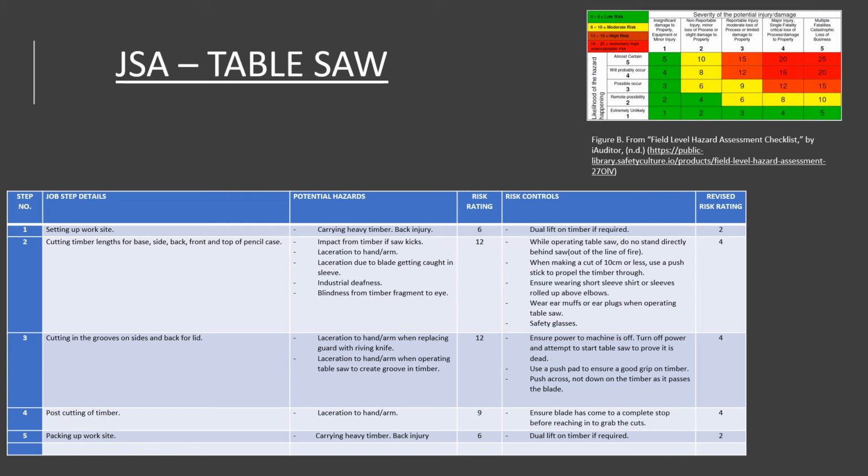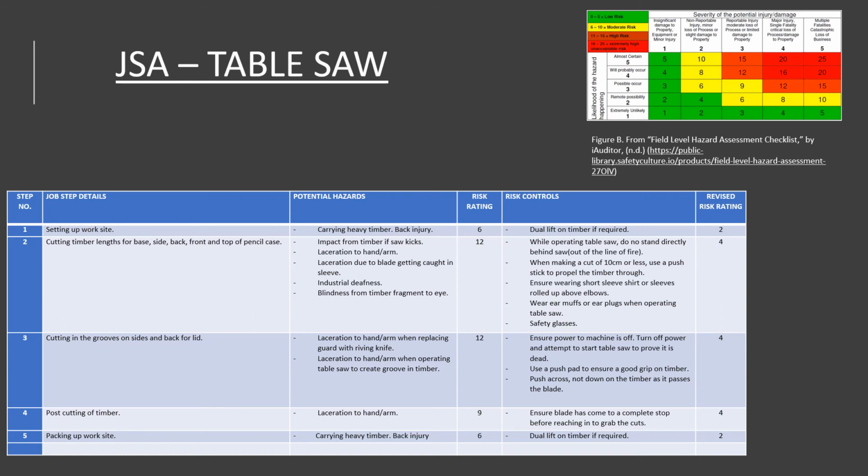Controls: ensure power to machine is off, turn off power and attempt to start table saw to prove it is dead. Use a push pad to ensure a good grip on timber. Push across, not down on the timber as it passes the blade. Revised risk rating of 4.